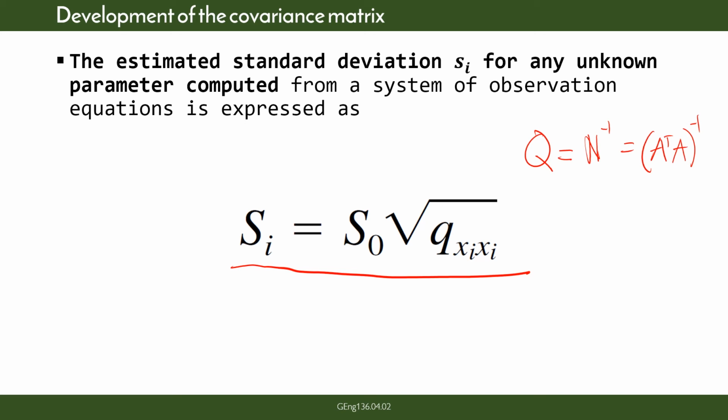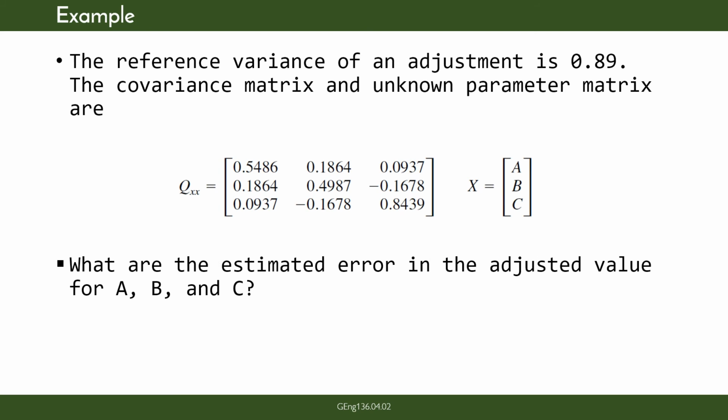So where do we get this one? You have your covariance matrix, which is equal to the inverse of the normal matrix of the normal equations. Again, since the normal equation matrix is symmetric, its inverse is also symmetric, and thus the covariance matrix is a symmetric matrix. So let's proceed to the example.